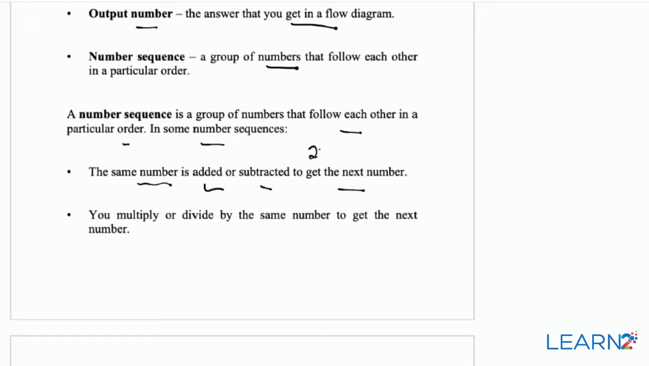For example, 2, 4, 6, 8. What are we doing here? We are adding 2 to every number to get the next one, because 2 plus 2 is 4, 4 plus 2 is 6, 6 plus 2 is 8. Whereas what would we be doing here? If I went 3, and then the next one was 6, and the next one was 12. Well, now I'm multiplying. 3 times 2 is 6. 6 times 2 gives you 12. Here I'm multiplying by the same number. Here I'm adding. Both of these are number patterns or number sequences.